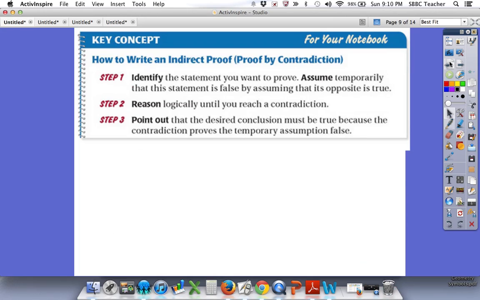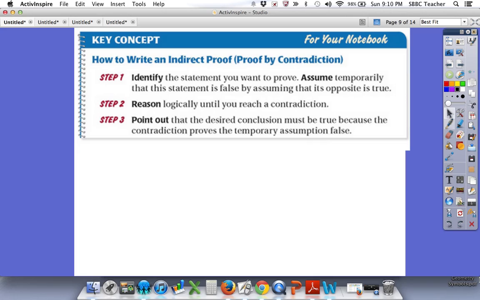So in your notes, what you want to copy is these 3 key steps for how to write an indirect proof, also known as proof by contradiction. Step 1. Identify the statement you want to prove. Assume temporarily that this statement is false by assuming that its opposite is true. Step 2. Reason logically until you reach a contradiction. Step 3. Point out that the desired conclusion must be true because the contradiction proves the temporary assumption false.